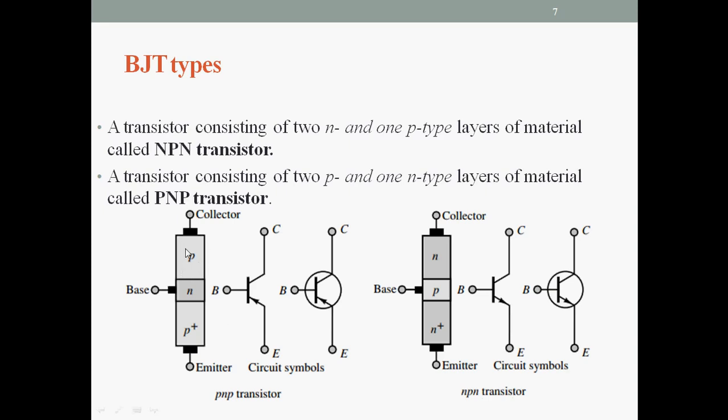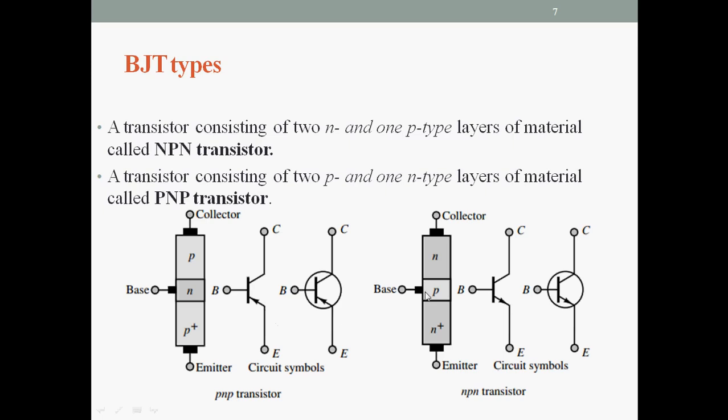In a PNP transistor, there are two P type semiconducting materials and one N type, which is the lightly doped base region. This is the symbol for the PNP transistor. This is the collector, emitter and base, and from this symbol we can identify the type of transistor. Here the arrow pointing inward shows us that it is a PNP type of transistor.